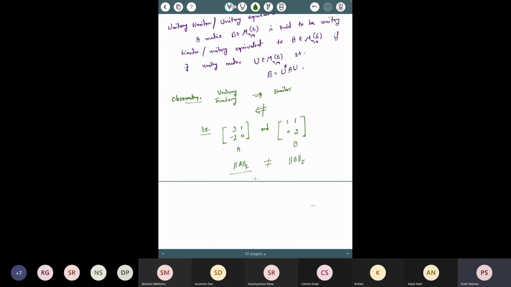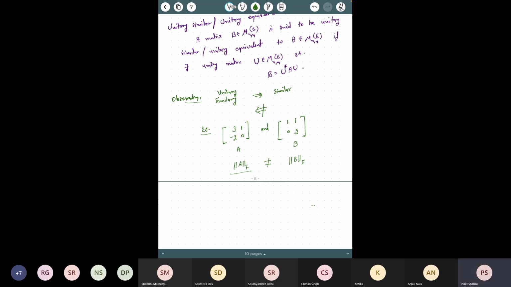So A is one representation with respect to one coordinate system, and S inverse A S is the same matrix A in a different coordinate system. So it's like a change of coordinate system, or a change of basis from one basis to another basis.